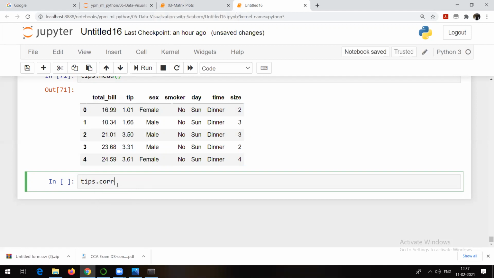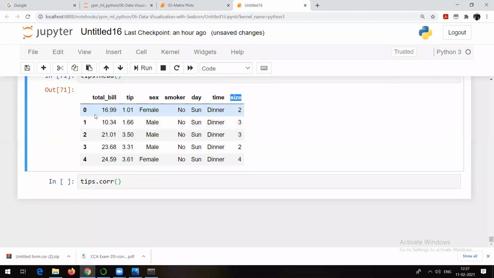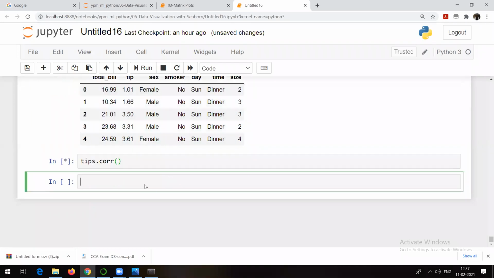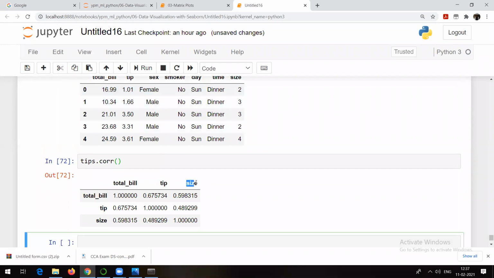corr is the method which shows us the correlation. That means how one column is related to another column. And obviously, it will be for numerical data itself. So total bill, tip, and size. In that case, also total bill and tip only, because size is also something like categorical, because there are some repeated values. But see, size is also considered. So see, total bill, tip, and size.